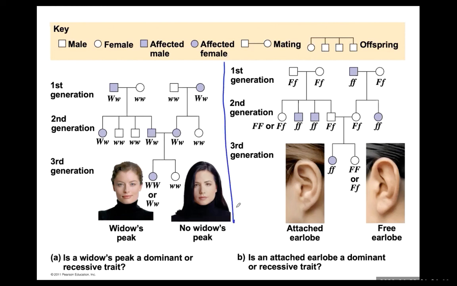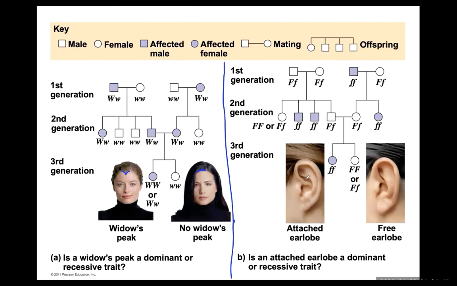And the other one is separating. The left panel shows widow's peak versus a straight hairline. Widow's peak is here, this hairline is like a widow's peak. And then here is just more like a straight hairline. So is widow's peak a dominant trait or a recessive trait? We can figure that out by looking at a family tree.